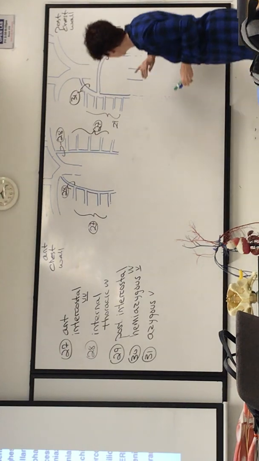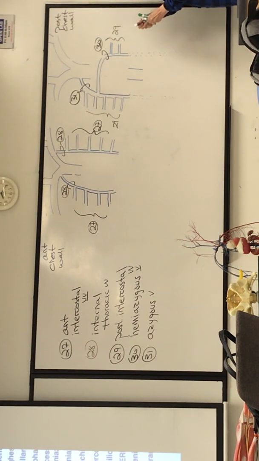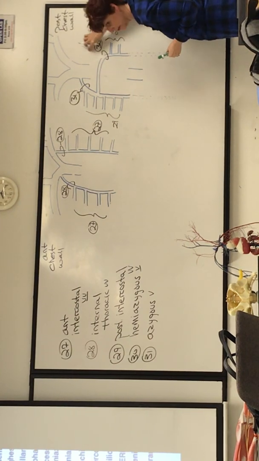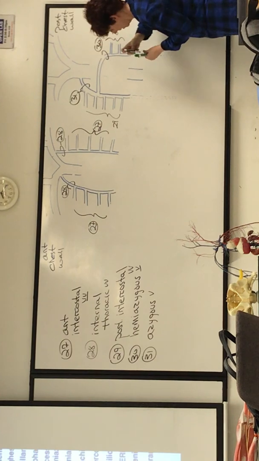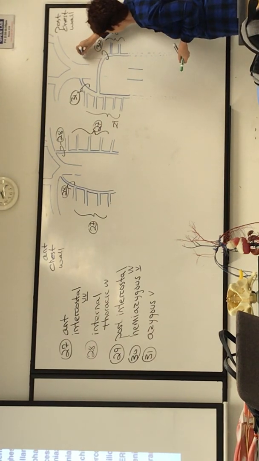We're not going to worry about the ascending lumbar veins. And we're not going to worry about another vessel here that I'm also going to draw dotted, because we have other posterior intercostal veins to pick up. And these are going to go up here.